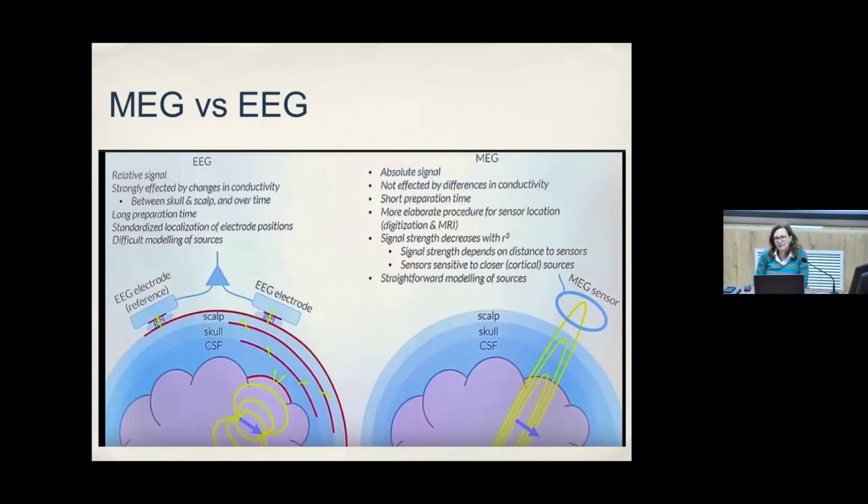Also, one of the practical good things with MEG is that it has a short preparation time, because with the MEG device, as you said, you don't have to place any electrodes. You just sit in the machine, which has MEG sensors inside it. But still, there is a problem of modeling the activity. This modeling is hard for both EEG and MEG signals, but the modeling of the source is a little bit easier, more straightforward, but I will talk about it a little bit later.